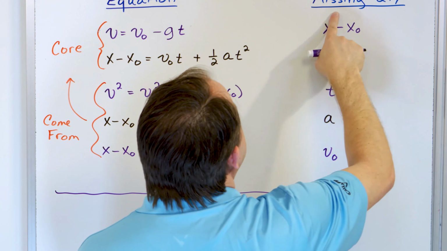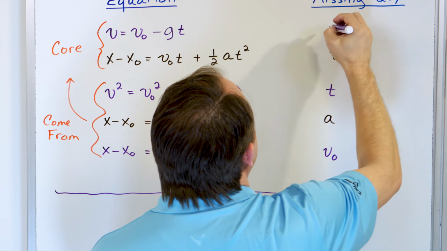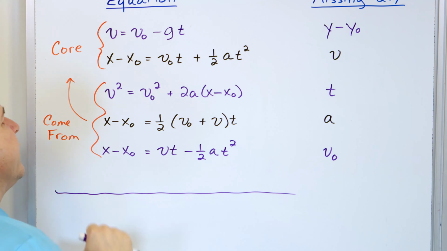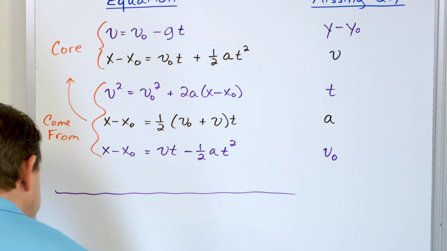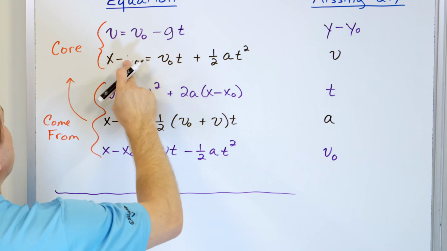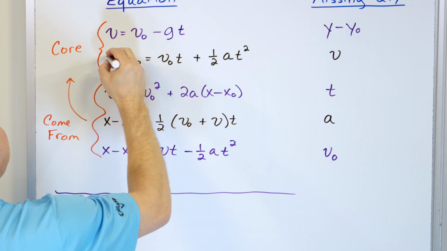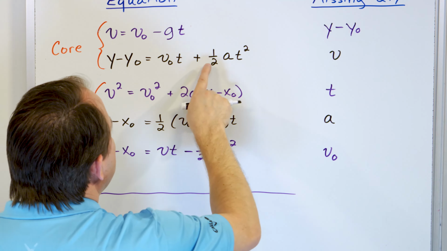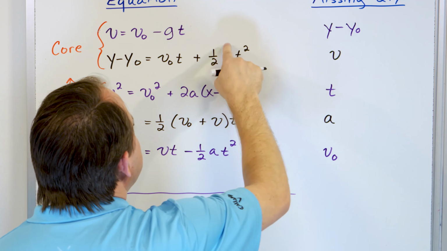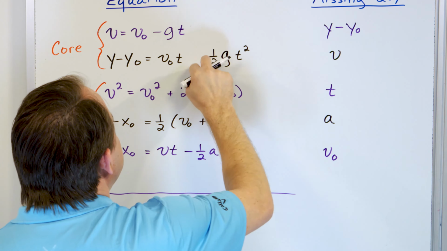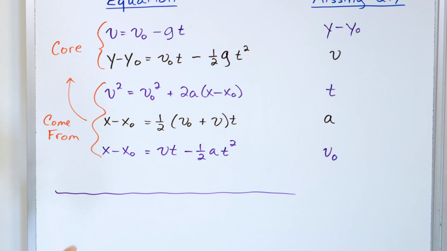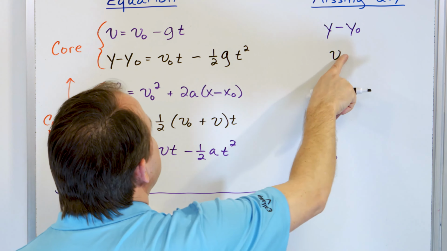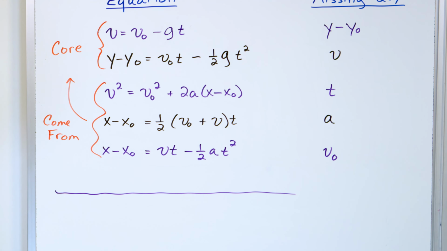The missing quantity in this equation, we're not talking about x's anymore, we're talking about y. So y minus y naught. There's no distance anywhere in this equation. Then we can go to the next equation and say, okay, we have x's here. We'll change the x's into y's because we're talking about the y direction. So we'll have y minus y naught equals v naught in the y direction times t plus 1/2 at squared. We'll change the a into negative g, so the negative sign comes out. And so this equation turns into y minus y naught equals v naught t minus 1/2 g t squared. The missing quantity is the final velocity v.